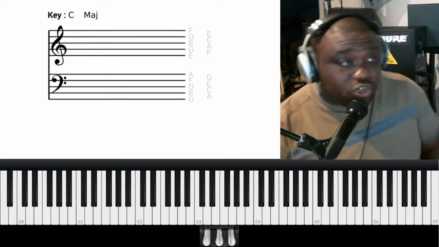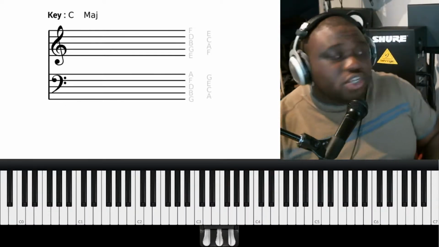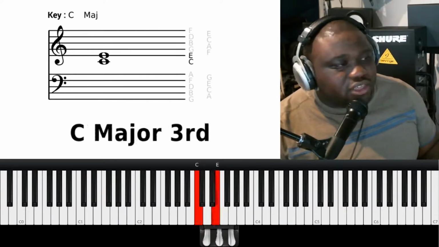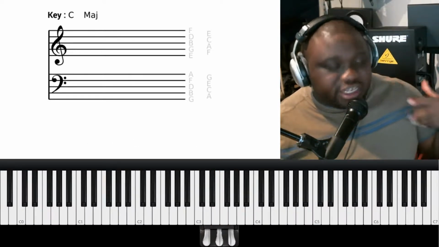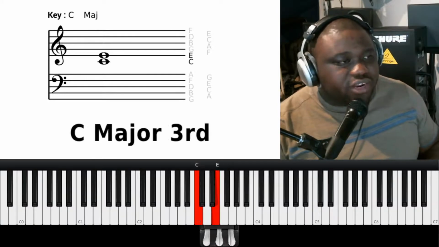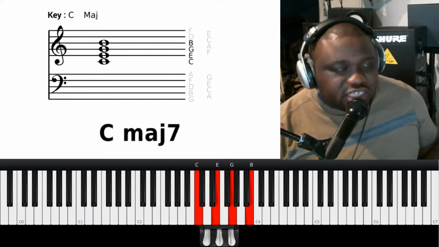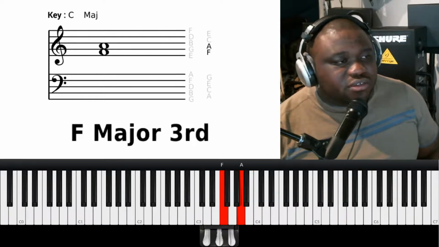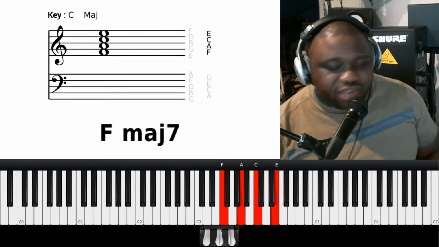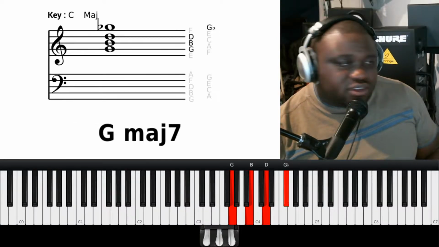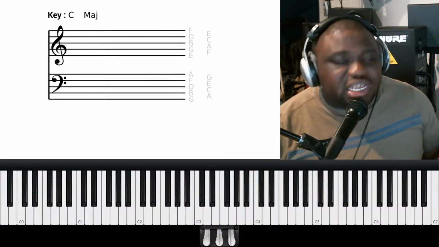So that is all there is to it. With the adds, you don't use a 4th, a perfect 7th. You use a perfect 5th, 1, 3, 5. With the extension, you use a perfect 7th, 1, 3, 5, 7. Okay. Example C, example F, 1, 3, 5, 7. Example G, 1, 3, 5, 7. Okay. That's how it works.